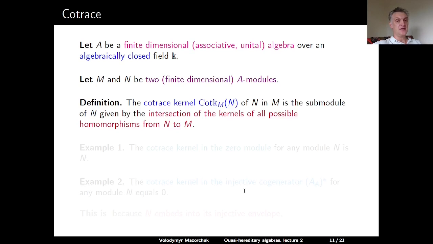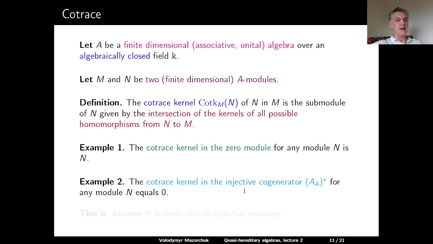Definition: the cotrace kernel, cotr_M(N), of our module N in the module M is the submodule of N given by the intersection of the kernels of all possible homomorphisms from N to M. For example, if we take M to be the zero module, then all morphisms from N to M are zero, and so our intersection of the kernels is N. The cotrace kernel in the zero module is the whole of N.